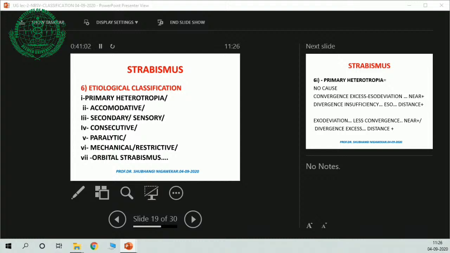We are dealing with tropia only, not phoria. Phoria is a latent, hidden squint. In the etiological classification that is going on now, primary heterotropia and the rest are all manifest squint. Manifest squint is divided into primary, and if there is primary there will also be secondary. Then the third one is accommodative, the fourth is consecutive, then paralytic, mechanical, which is also called restrictive, and then orbital strabismus. These are just clinical classifications, a simple classification to remember. We will go one by one, a few lines about each, not bombarding with so much depth.